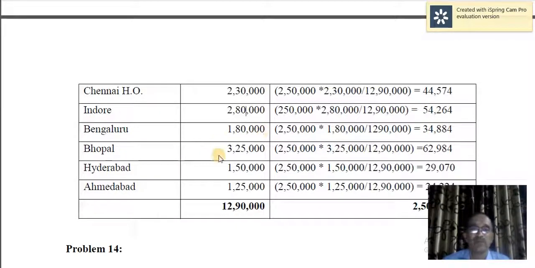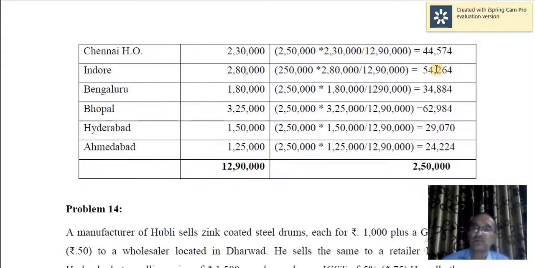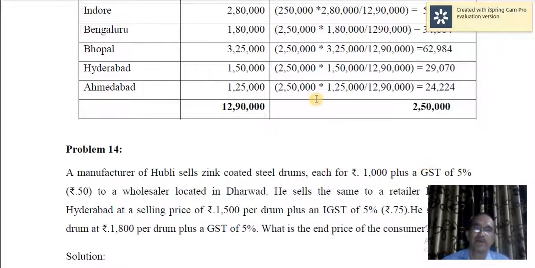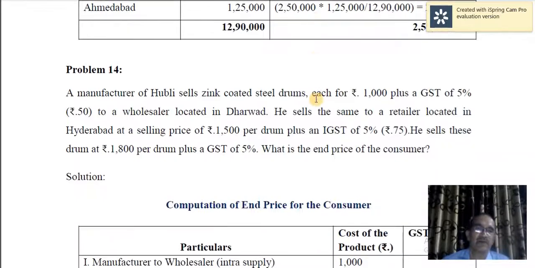Then Bangalore, Bhopal, Hyderabad, Ahmedabad. So similarly it is being calculated. So when you add up the individual shares, the total will be 2,50,000. A similar problem I have already worked out in my previous lecture. Okay, now let me take up one more small problem.